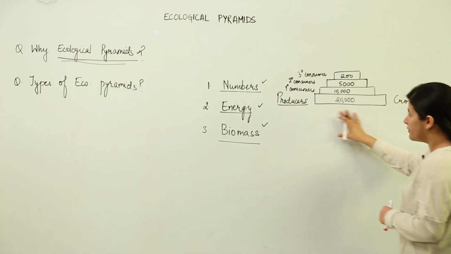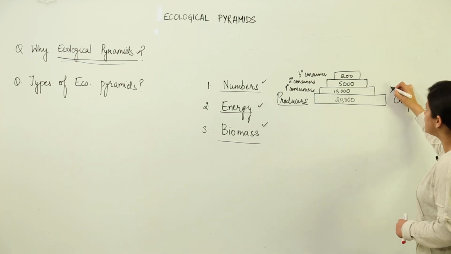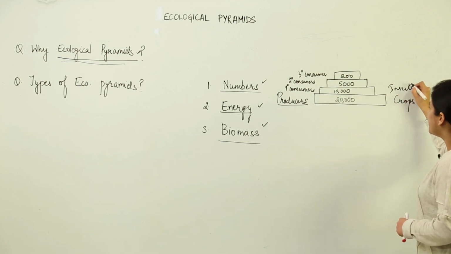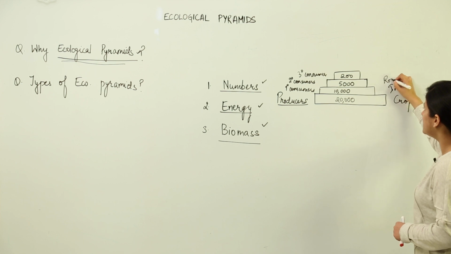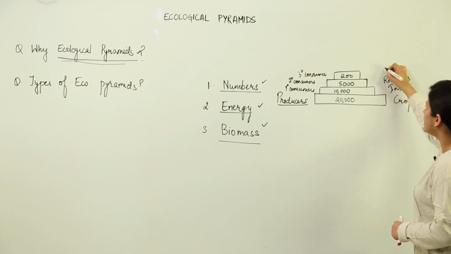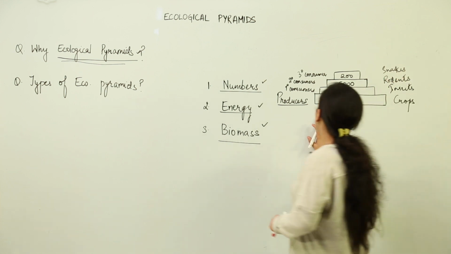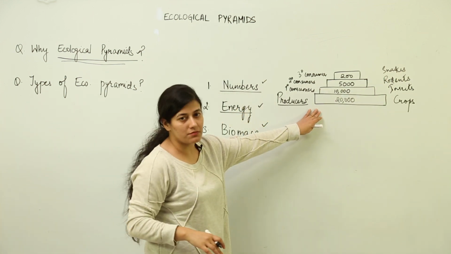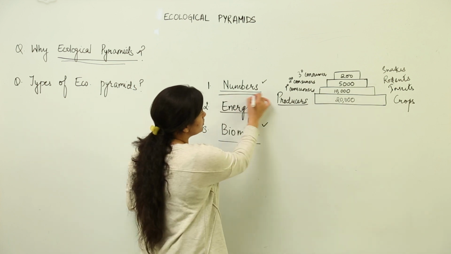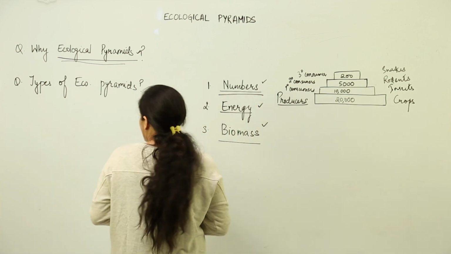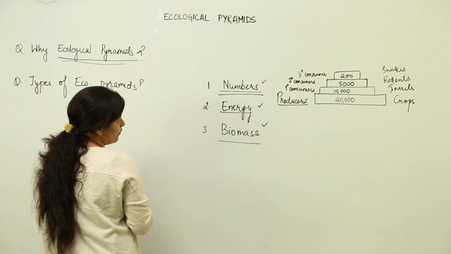So this happens to be the number of crop plants. These are insects which feed on that. Then we have the rodents which are feeding on these insects, and then we have snakes. So you get to understand the composition of an ecosystem in terms of number. So we have the ecological pyramid of numbers. Now supposedly I have to talk about the pyramid of energy.